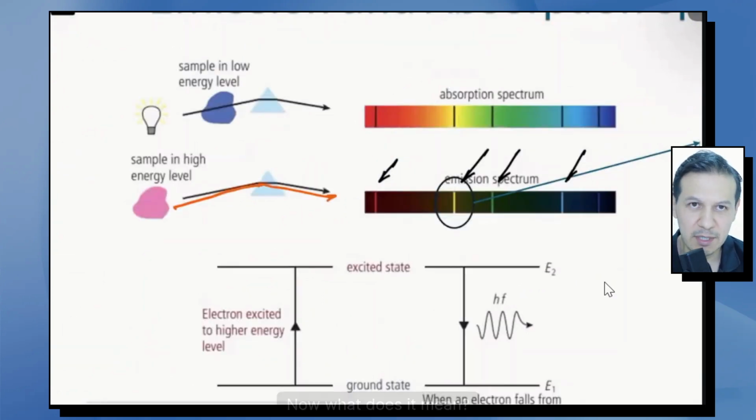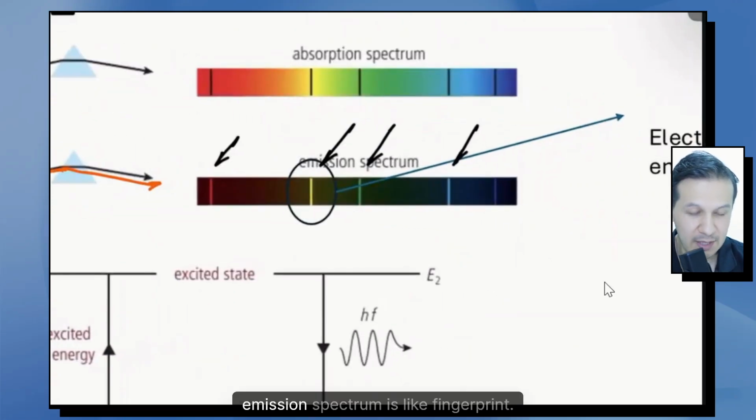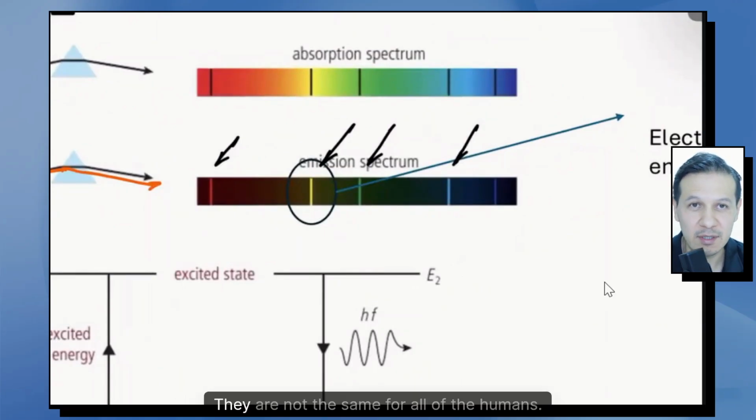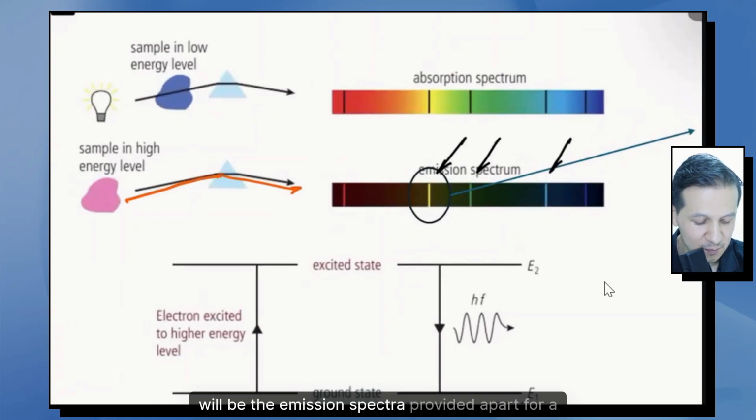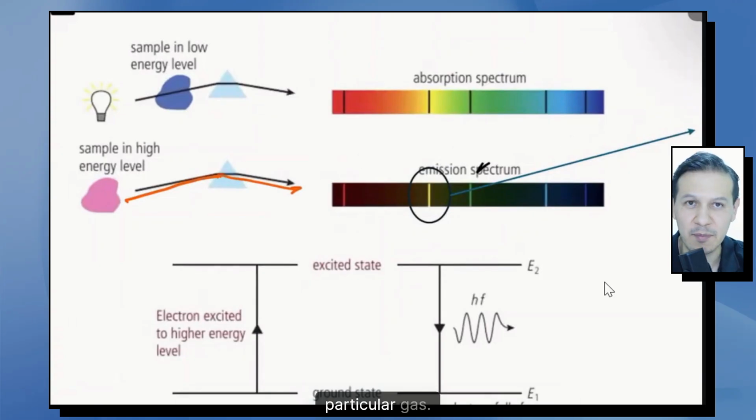Now, what does it mean? It means that every element will produce an individual, particular emission spectrum. It's like a fingerprint. They are not the same for all humans. That's why it is a way to recognize or classify. In this case, it will be the emission spectrum provided for a particular gas.